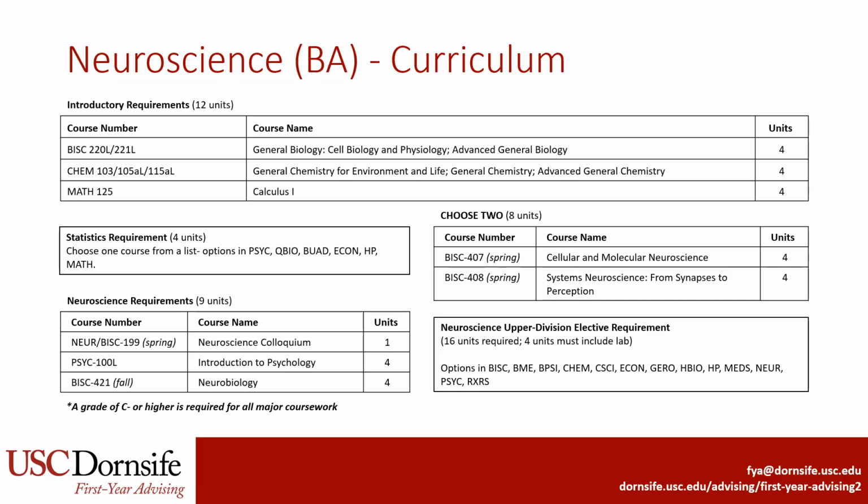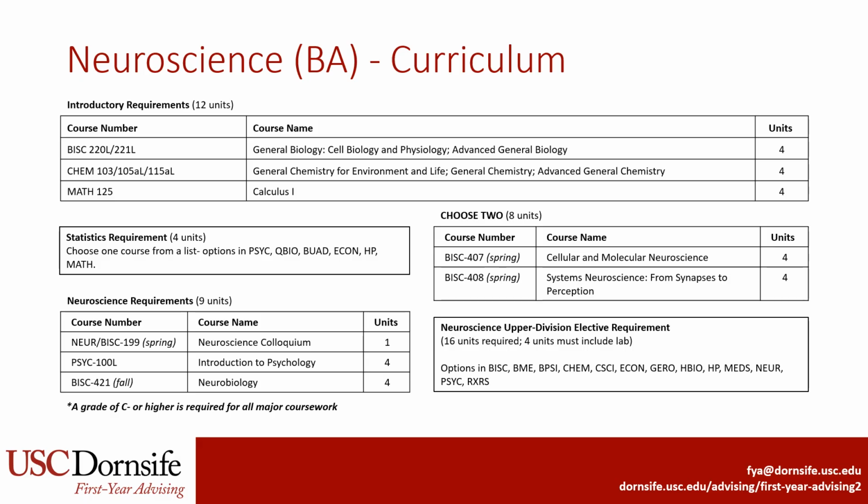The second degree in neuroscience is the Bachelor of Arts, or BA. This major is smaller than the BS and does not require the same chemistry or any organic chemistry or physics. Students have the options in the 12 units of introductory requirements to complete either general chemistry for the environment and life or general chemistry. For students who are pre-health, you must take Chem 105A, general chemistry.